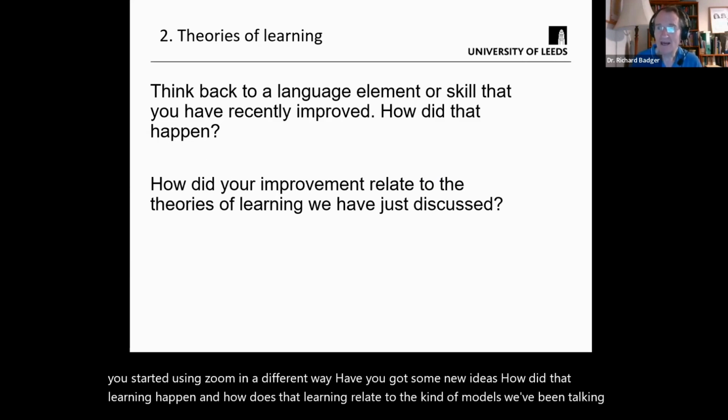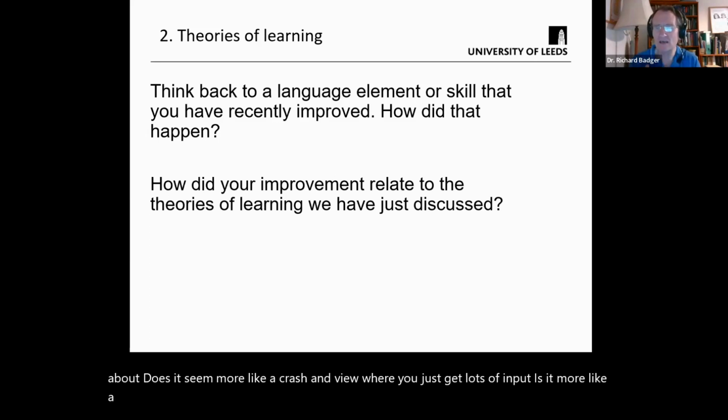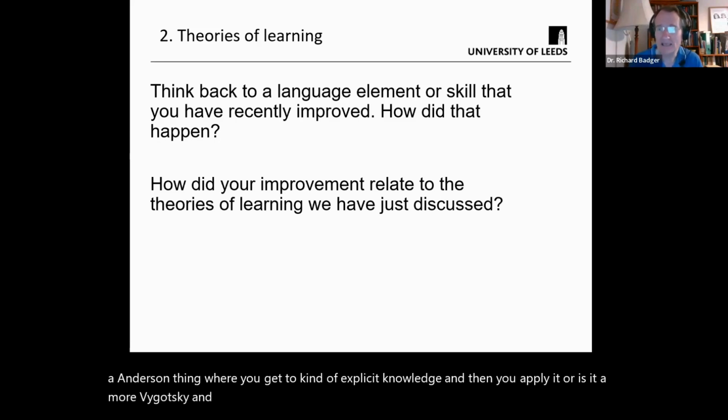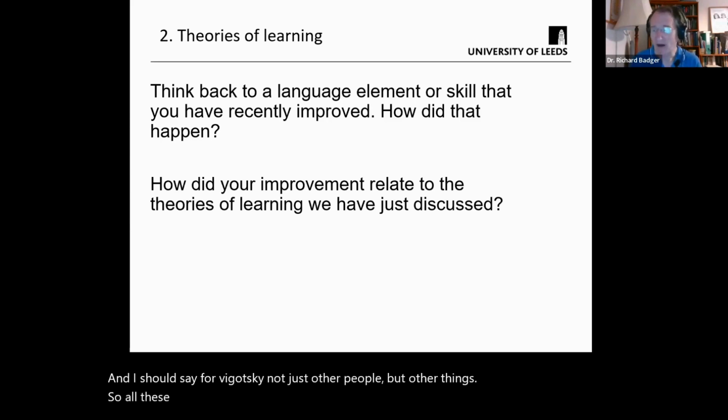Does it seem more like a Krashen view where you just get lots of input? Is it more like an Anderson thing where you get explicit knowledge and then you apply it? Or is it a more Vygotskian thing where you're working with other people and getting help from other people? And I should say for Vygotsky, not just other people, but other things. So all these models, I think we need to think about in quite a lot of detail.